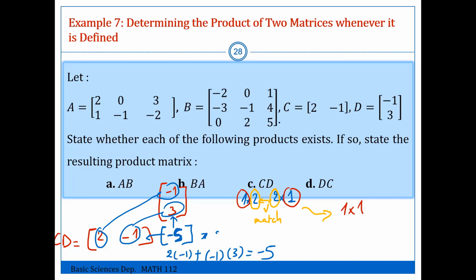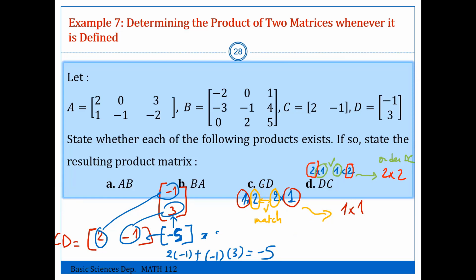What about DC? Can we multiply D by C? So what's the order of D? 2 by 1. What's the order of C? 1 by 2. Does it match? Yes, they match. Okay. What will be the result? What is the order of DC? 2 by 2. So the order of DC will be 2 by 2.